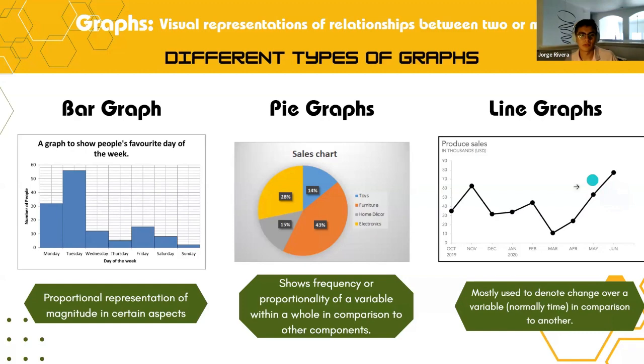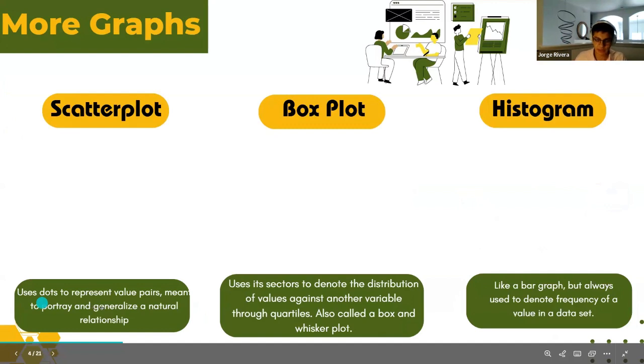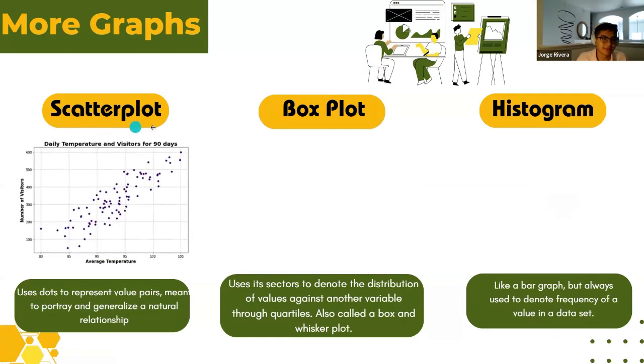All right. So here's more types of graphs. Over here we have a scatter plot, right? It uses dots to represent value pairs, meant to portray and generalize a natural relationship. Here we have this scatter plot. On this axis we have the number of visitors, and on this axis the daily temperature and visitors for 90 days.